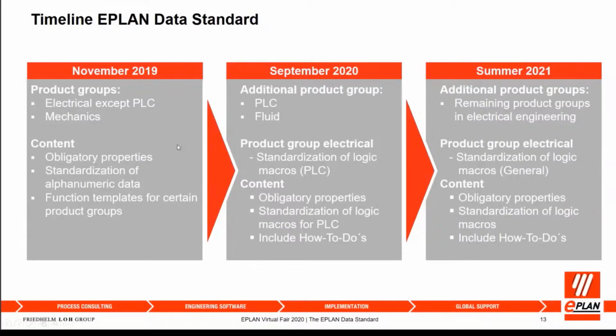But we go there step by step to the full EPLAN data standard definition. So we started in November last year with basic electrical, with the product group electrical, but not with PLCs, because this is a topic for its own, and with some mechanical product groups. And we started to define mandatory properties, and we defined the standardization of alphanumeric data.